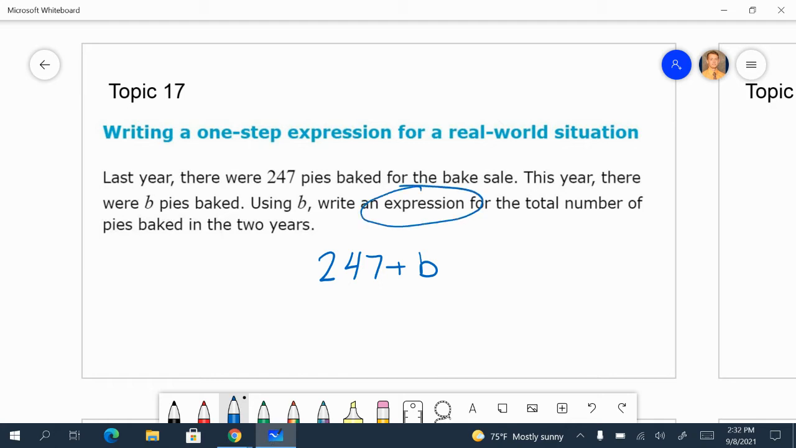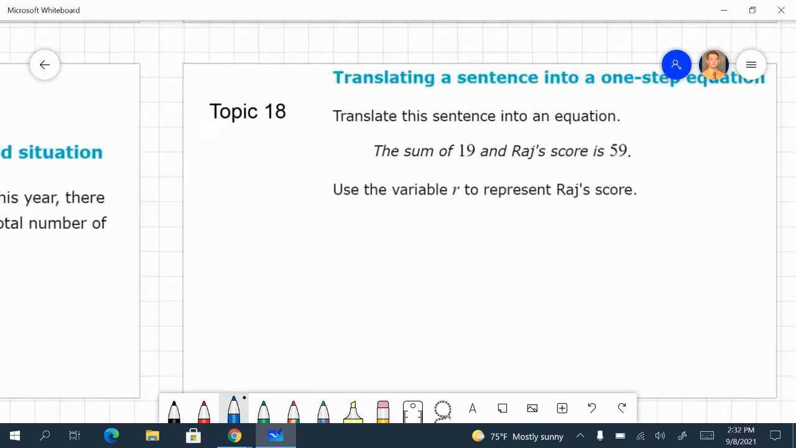Now it says expression, meaning we're not going to have an equal sign. That's the difference between an expression and an equation. For an expression, we will just have this for our final answer. So that one obviously pretty basic. We're just adding a number with a variable.